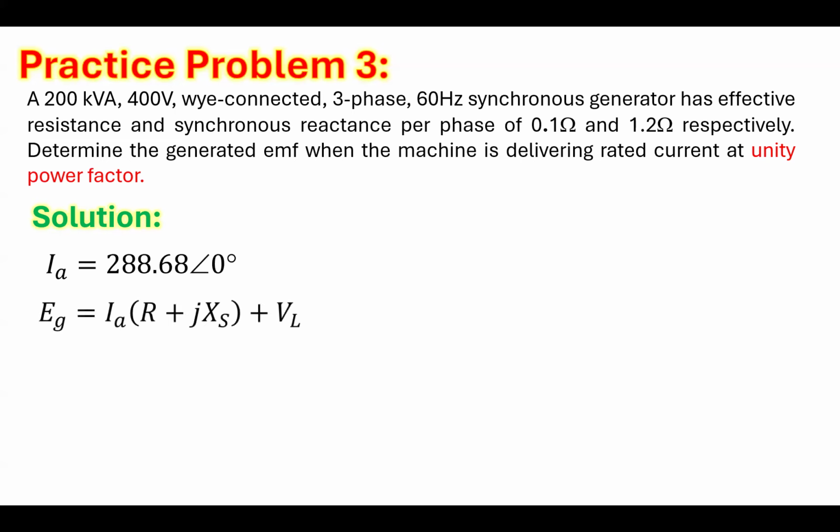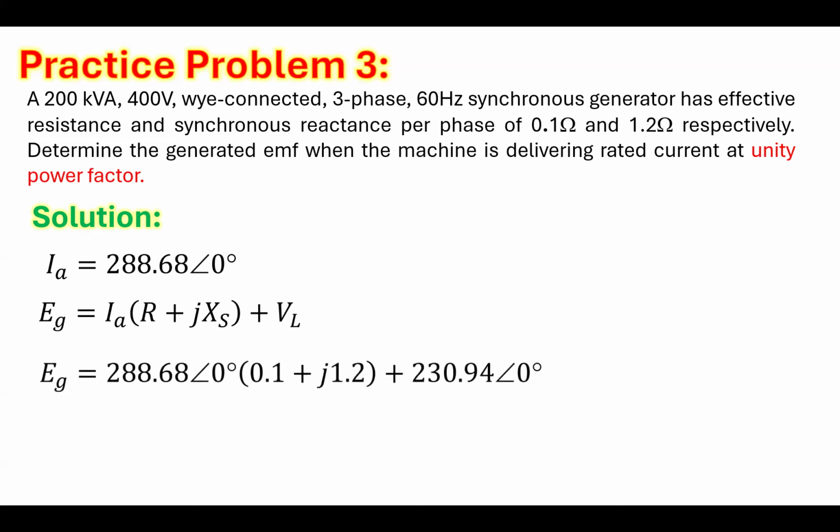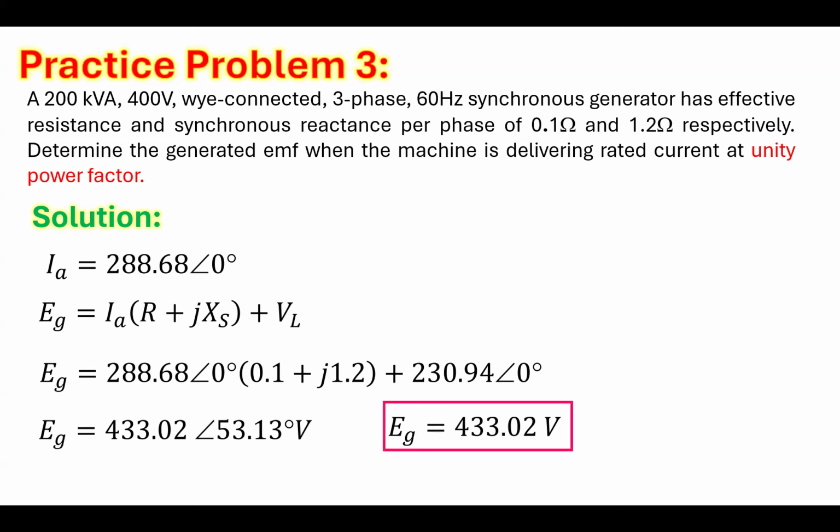So using our first equation for the generated voltage, we just simply substitute all the given values and the values derived. So the generated voltage is equal to 433.02 angle 53.13 degrees volts. So the power angle is simply 53.13 degrees.